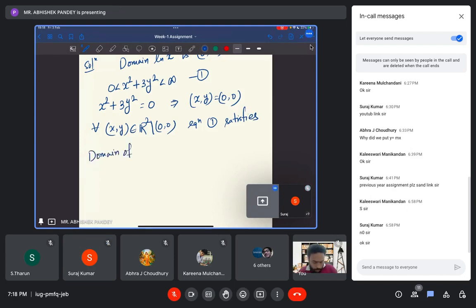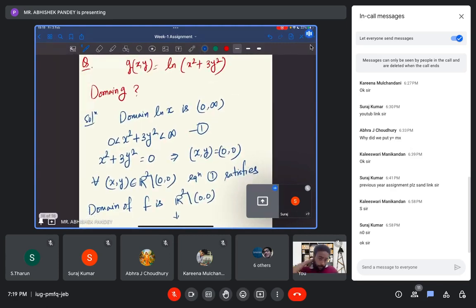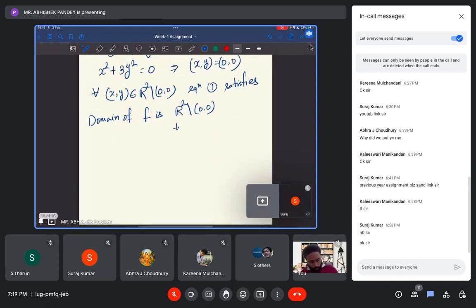So the domain of f is R2 minus 0 comma 0. Okay. So basically for these questions which I will mention, we had to check whether the domain is open and bounded. So this is open, that is fine, but not bounded. Okay, now we'll see the next question.